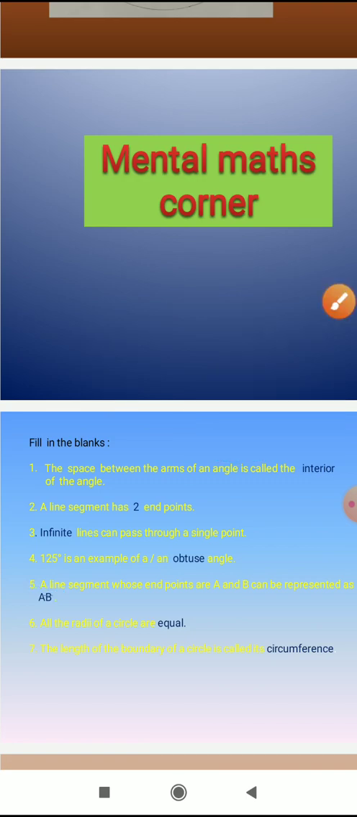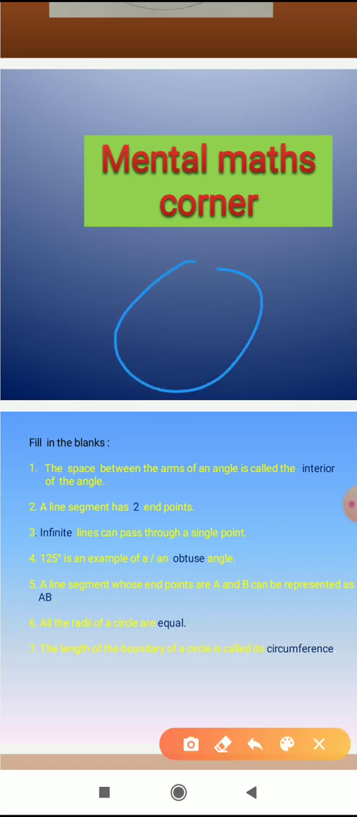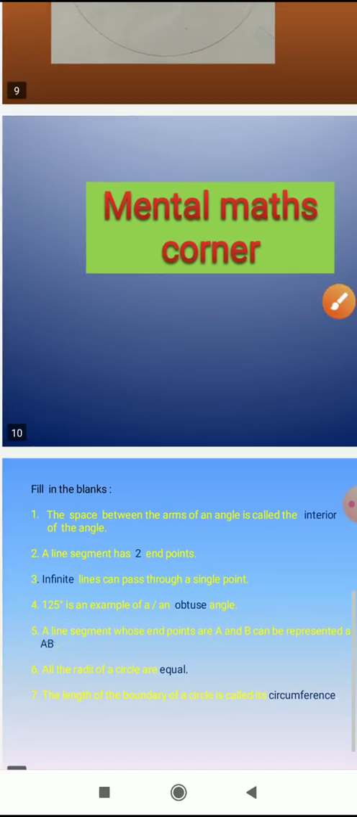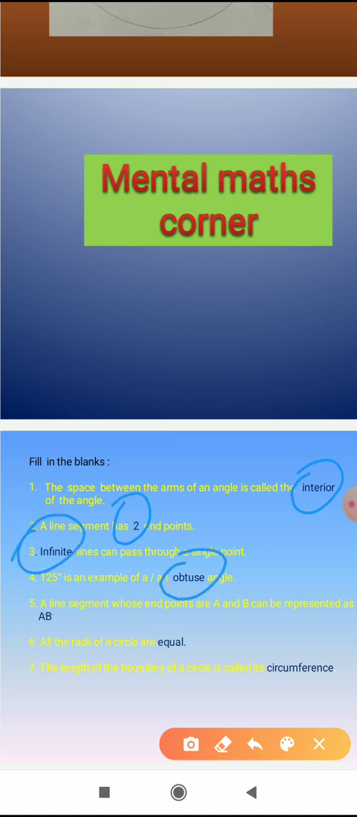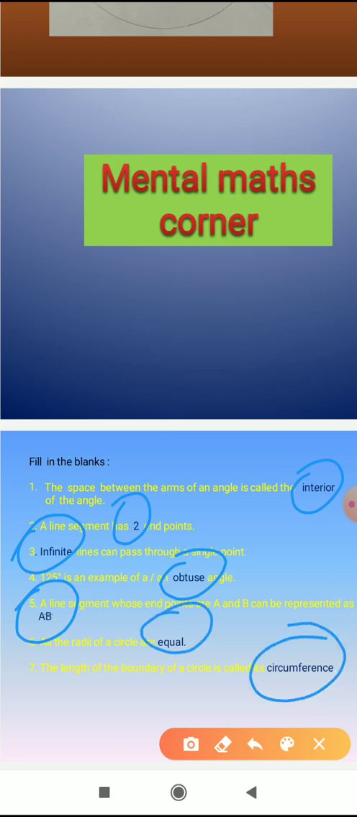Next, all the radii of a circle are dash. So you have learned all the radii of a circle are equal in length. So your answer is equal. And last one, the length of boundary of a circle is called its circumference. In this way, we have filled the blanks with the correct answer. First answer is interior, second 2, third infinite, fourth obtuse, fifth line segment AB, sixth equal, and seventh circumference.